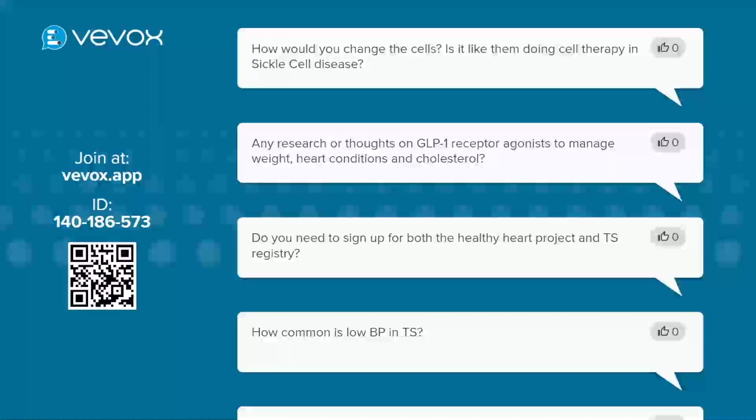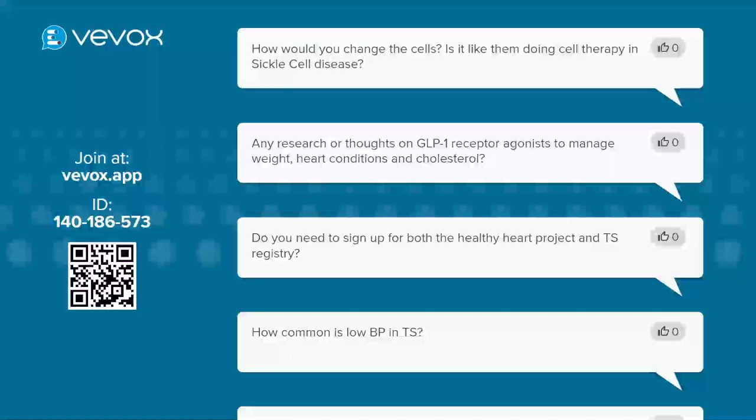Do you need to sign up for both the Healthy Heart Project and the TS Registry? So we're not doing the Healthy Heart Project this year, so you can't sign up for it, but there is a Healthy Heart table, and that is for people who did the Healthy Heart Project before at any of the meetings to transfer their data to the registry.